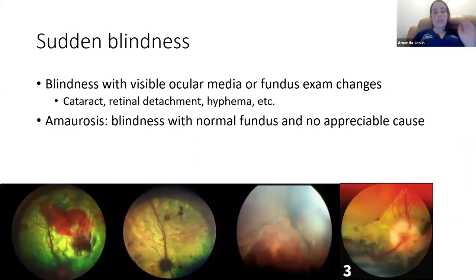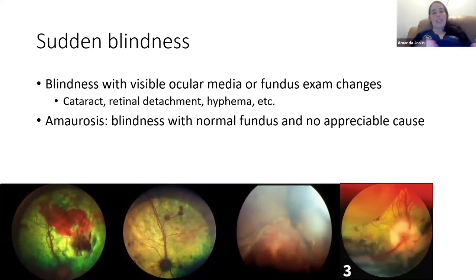I'll just really briefly do sudden blindness. Whenever you have blindness, you're asking: is it blind because I see the issue, the retina is detached, the cat has hypertension, there's bleeding in the back of the eye, or does the eye look 100% normal and I can't tell you why it's blind?